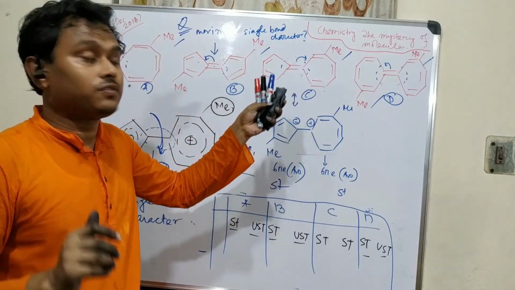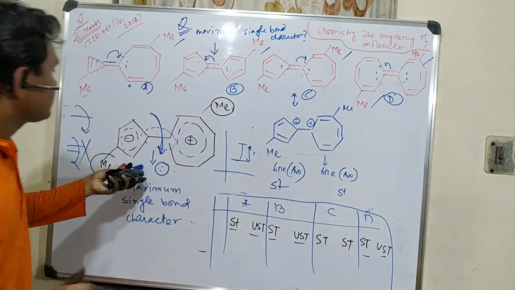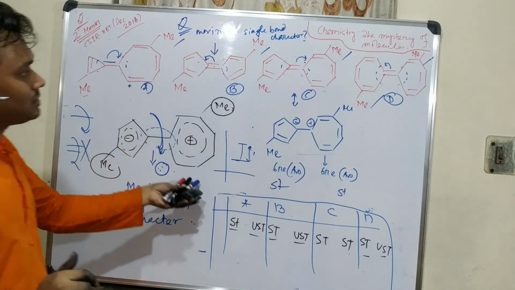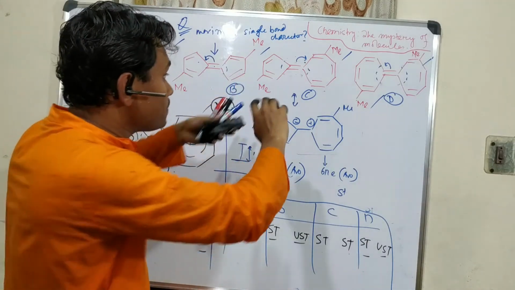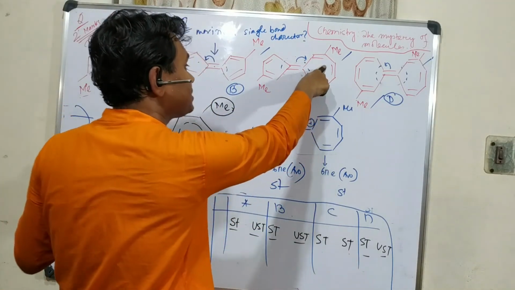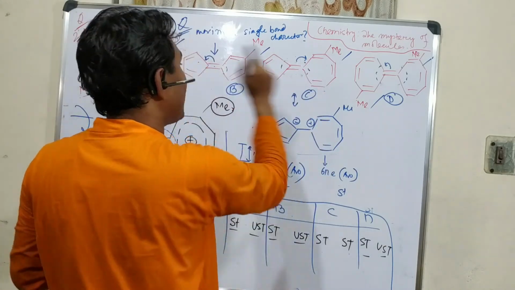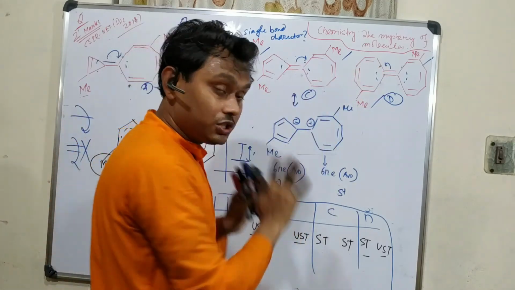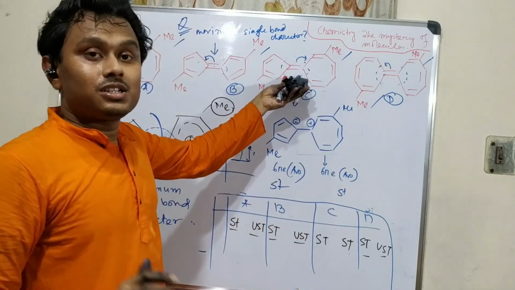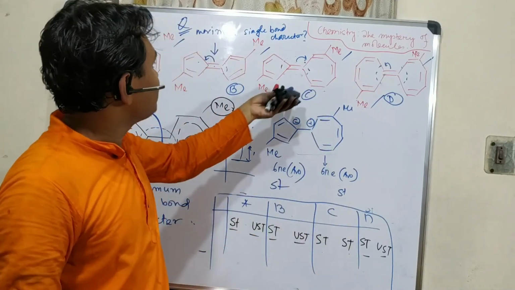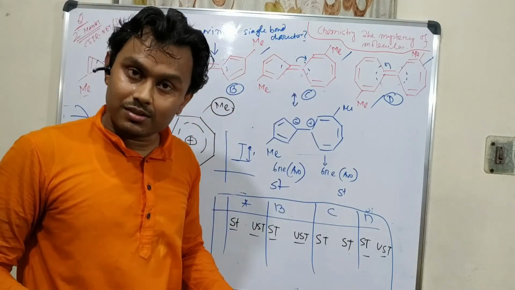Okay, now think about this. This is an azulene derivative. One part is a 5-membered ring containing 6 electrons, the other is 7-membered with 6 electrons. That is stable. So this charge separation will create aromatic stabilization. That means this bond will be single, so rotation will be possible. So among these 4, this has the lowest energy for CC bond rotation, that means maximum single bond character.